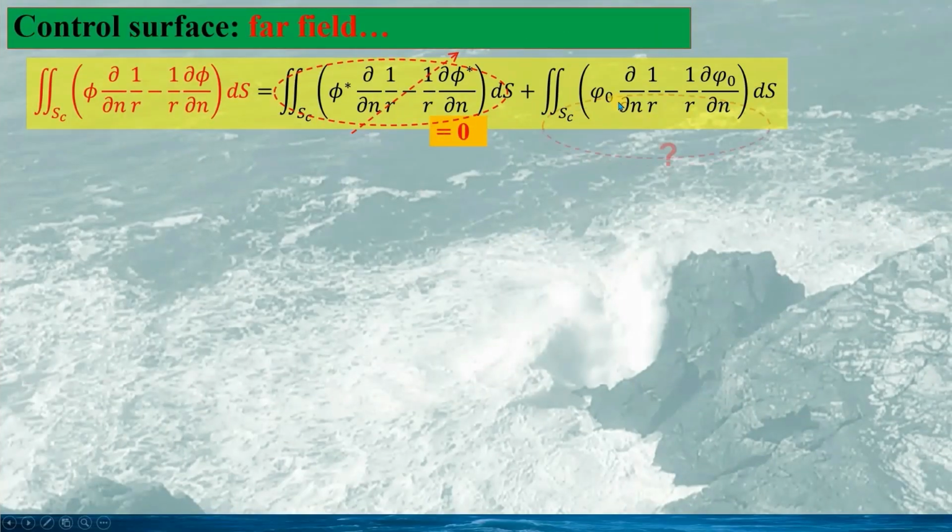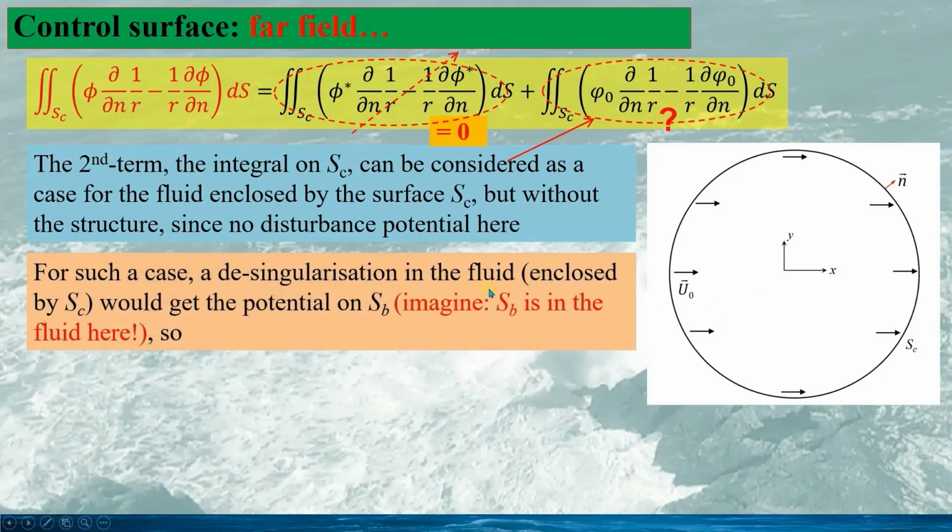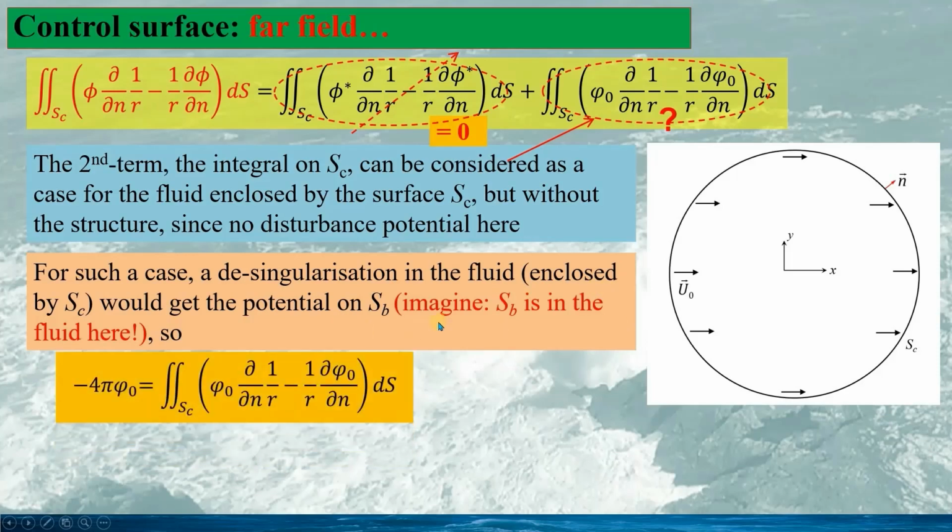Now we move to the second term on the right-hand side, the integral on SC, this term. This term can be understood as the integral on SC, where the fluid domain is only enclosed by the surface SC. There is no structure inside the fluid domain because we have no disturbance potential function here. For such a case, the desingularization in the fluid will give a potential function on SB.